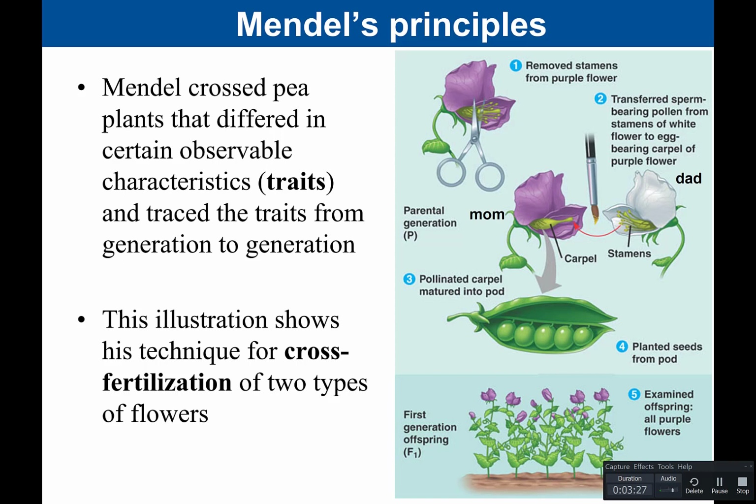He then took another plant, in this case we'll call it the dad plant, the white one, and he transferred sperm-bearing pollen from the stamen of the white plant and put it on the female reproductive organ on the mom plant. So basically he's helping fertilize from one flower to the other. The pollinated carpels then mature into pods. They plant the seeds from the pods, and then he would look at the offspring to see what traits he saw. And so this allowed him to track how traits are inherited.